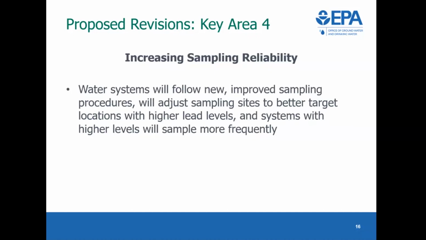Also, we have an improved sampling scheme. If you are above the action level, you have to sample every 6 months is the monitoring period for tap samples. Under the trigger level, it's an annual monitoring period. And then if you're below the trigger level, systems would start with annual monitoring, and if they don't exceed, they can move to triannual monitoring, like most of the systems currently use under the LCR.